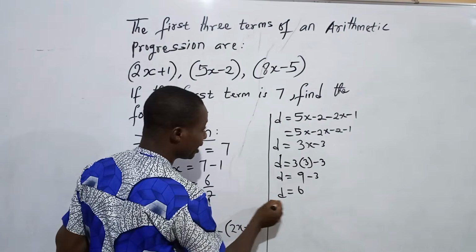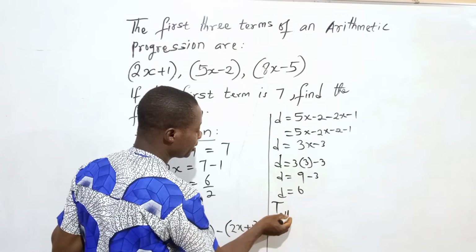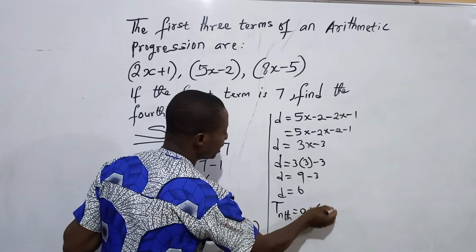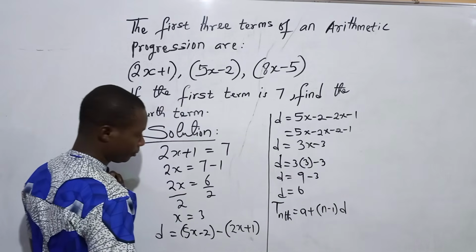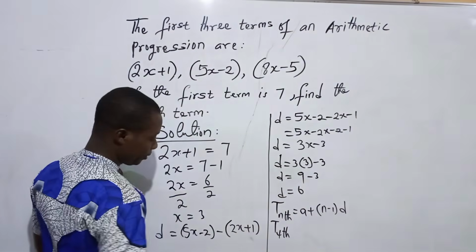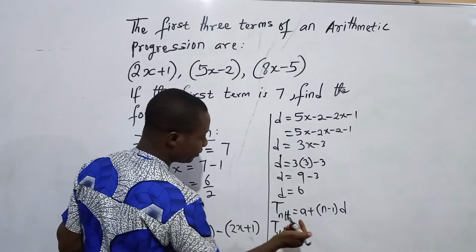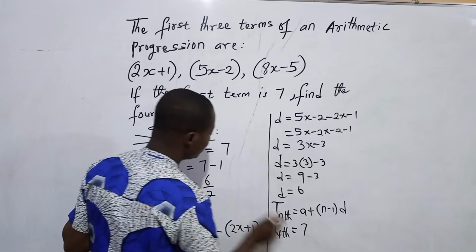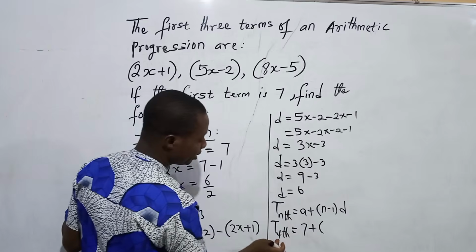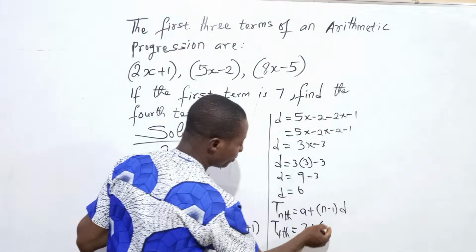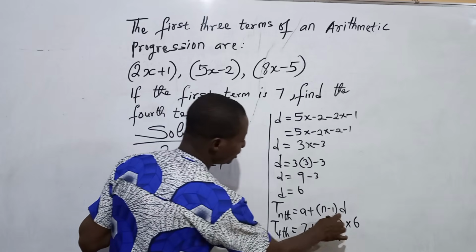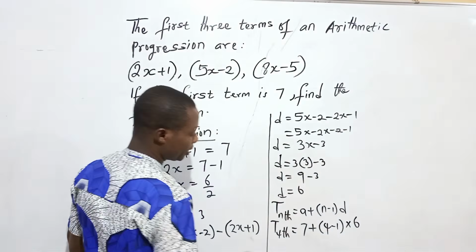The nth term of an arithmetic progression is t_n equals a plus open bracket n minus 1, close bracket, times d. So for the fourth term, t_4 is equal to a, which is 7, the first term, plus bracket n minus 1, where n is 4, that is 4 minus 1, then times d. d is 6.